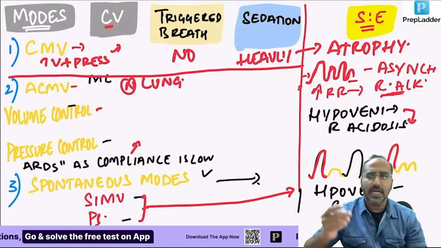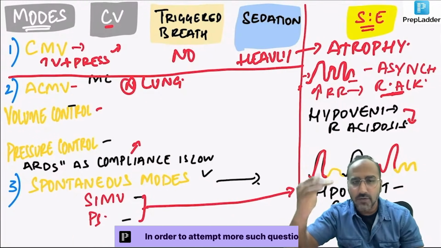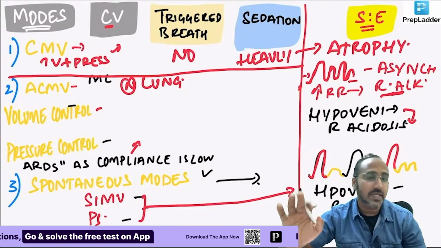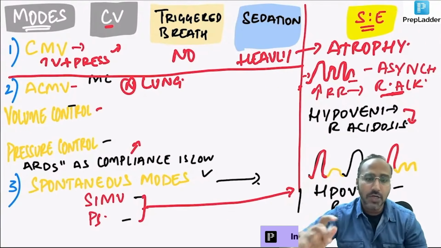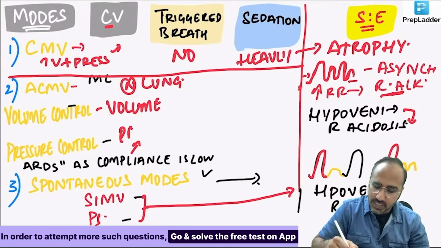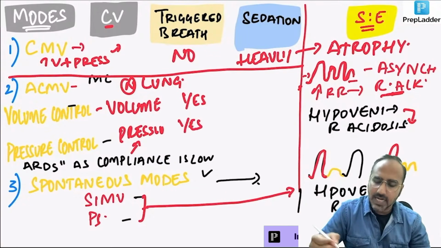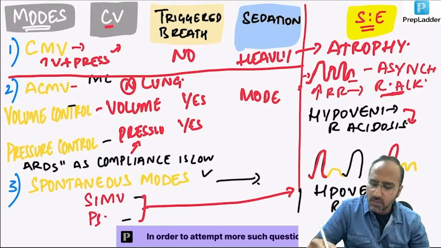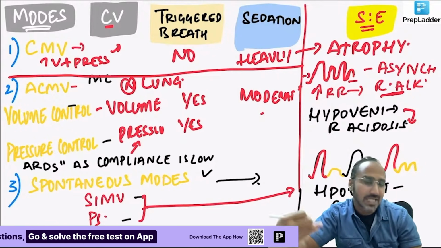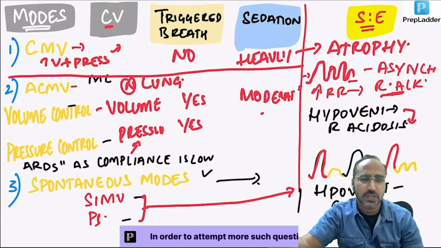Next is ACMV. If the patient is improving on CMV, or if you want to de-escalate the patient from CMV, you can go for ACMV. In ACMV there are two modes, volume control and pressure control. In volume control, the control variable is the tidal volume, whereas in pressure control, it is the pressure. Triggered breathing is allowed. You will require moderate sedation in both modes. Depending upon the patient's lung mechanics, the patient might have hypoventilation or sometimes hyperventilation, which can lead to acidosis or alkalosis.